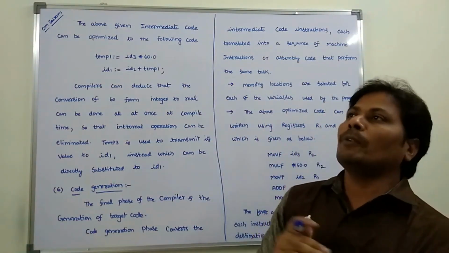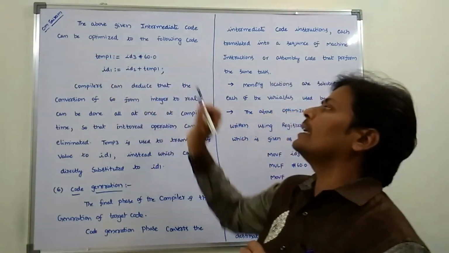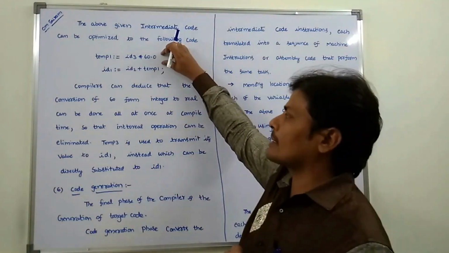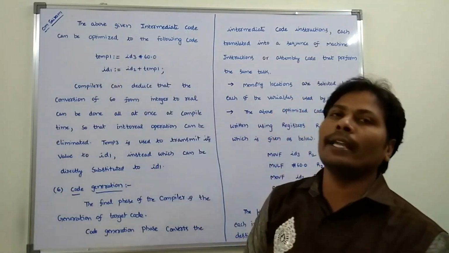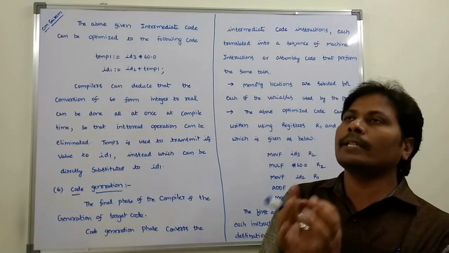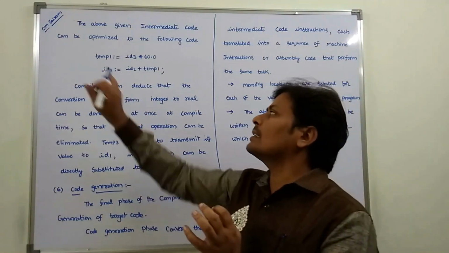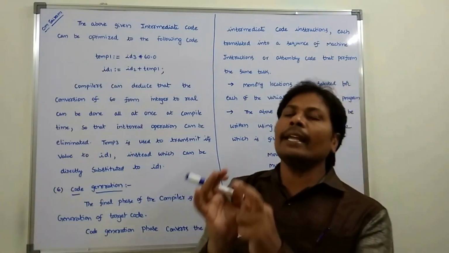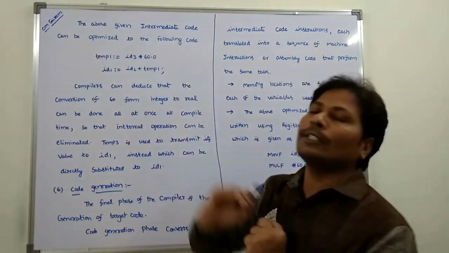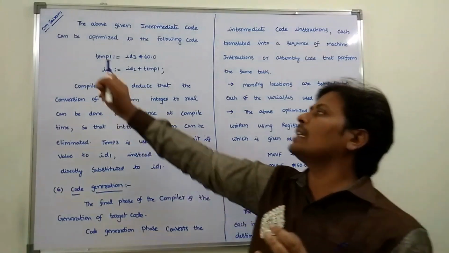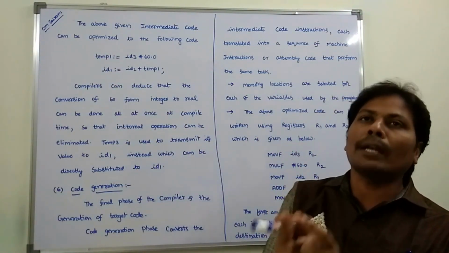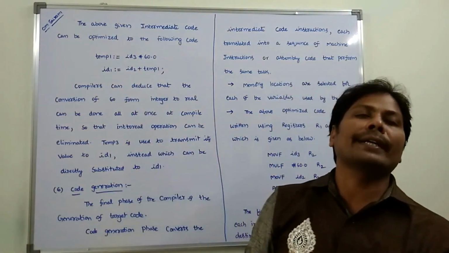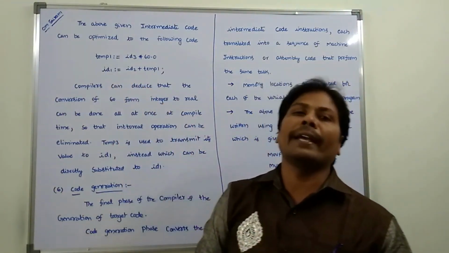Next, temp1 is equal to ID3 into 60. This is the second instruction in the intermediate code representation, by eliminating the first instruction. Whatever result we are getting, that is temp1, which means ID3 into 60. This temp1 can be added to the identifier ID2. Whatever result we are getting can be assigned to ID1.